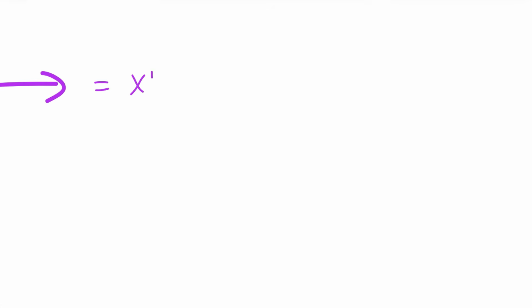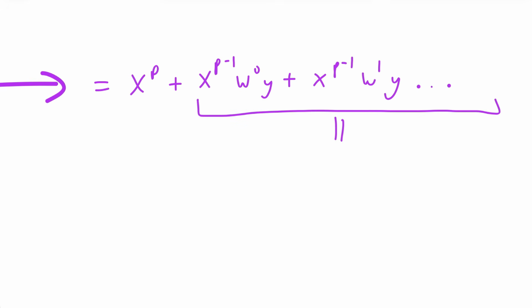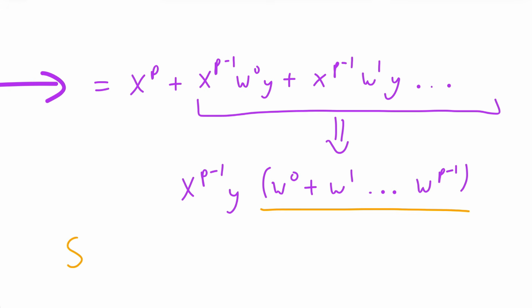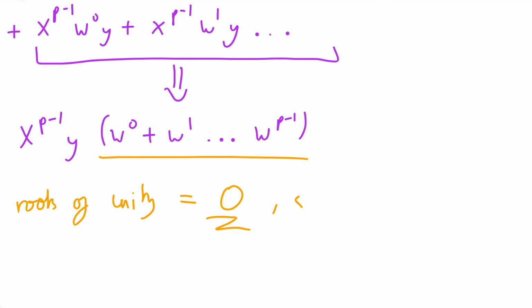If we try that here, we're going to get x to the p plus x to the p minus 1 times omega to the 0 times y plus x to the p minus 1 times omega to the 1 times y, and I think it's clear to see that we'll just get x to the p minus 1 times y times (omega to the 0 plus omega to the 1 all the way up to omega to the p minus 1), and that's going to be our x to the p minus 1 times y term. But what is that bit there? Well, that's just the sum of the roots of unity, which we proved was equal to 0, so we're not going to get an x to the p minus 1 times y term.